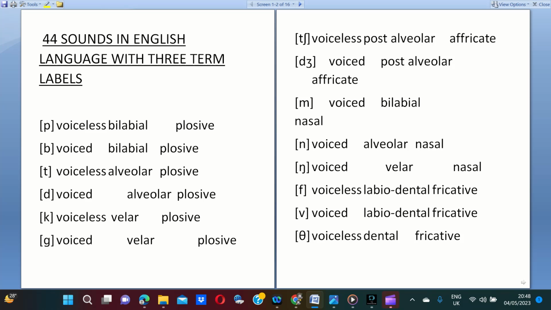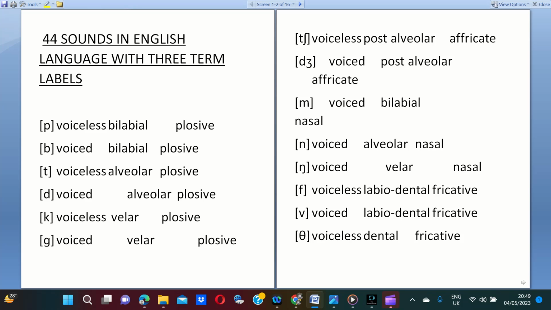Here the back part of the tongue touches the soft region which is after the hard palate region. That is called velar space. The back part of the tongue touches the velar region to produce this ng sound. Here the back part of the tongue and soft palate both are involved to produce this velar sound. This is a nasal sound, we know that.